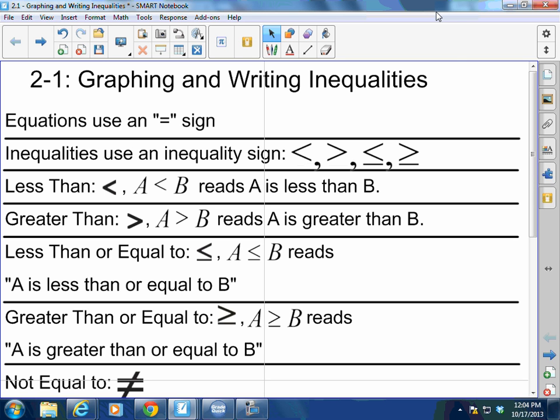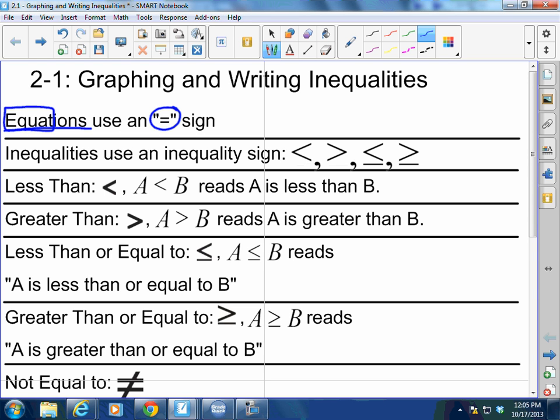First of all, my friends, when we're talking about an equation, we just finished talking about equations. Equations are expressions that use an equal sign. So if you have an equals attached to an expression, that's called an equation. It comes from the root equate, to be equal. Now, inequalities use what are called inequality signs or inequality symbols.